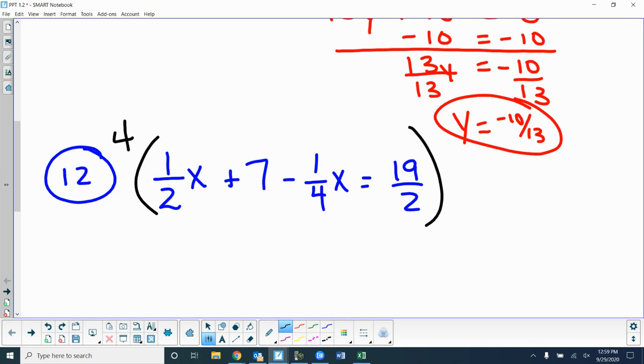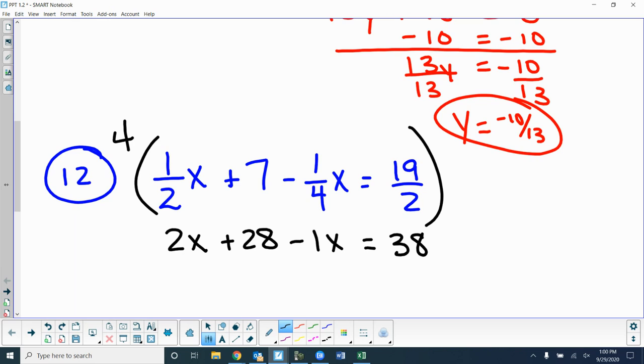So you just go 4 times 1 is 4, divided by 2 would be 2. And 4 times 7 is 28. 4 times 1 is 4, divided by 4 would be 1, so that's a negative 1 n. 4 times 19 is 76, divided by 2 is 38. So now it looks like that. It looks like it's a lot easier, doesn't it?